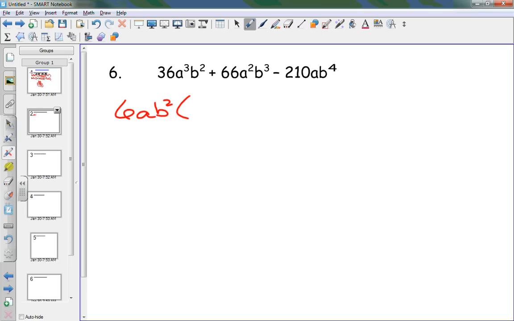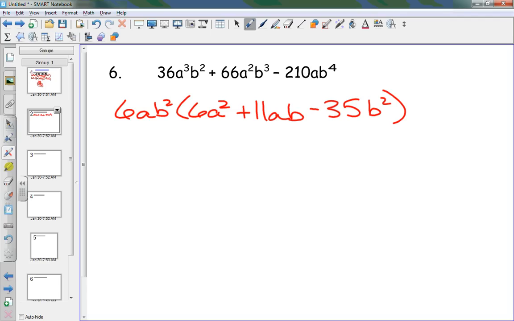B squared. So if I pull a 6AB squared out of 36A cubed B squared, what am I left with? 6A squared. B's are gone. What's 66 divided by 6? 11. A squared divided by A is A. B cubed divided by B squared is B. What's 210 divided by 6? 35. So that's going to be minus 35. The A's cancel out, and I'm left with the B squared.